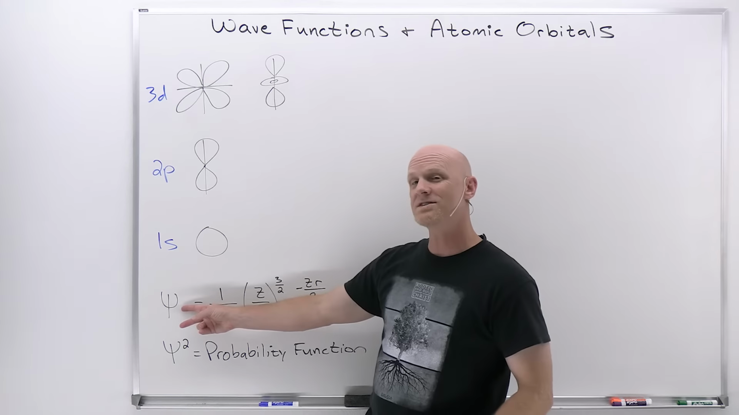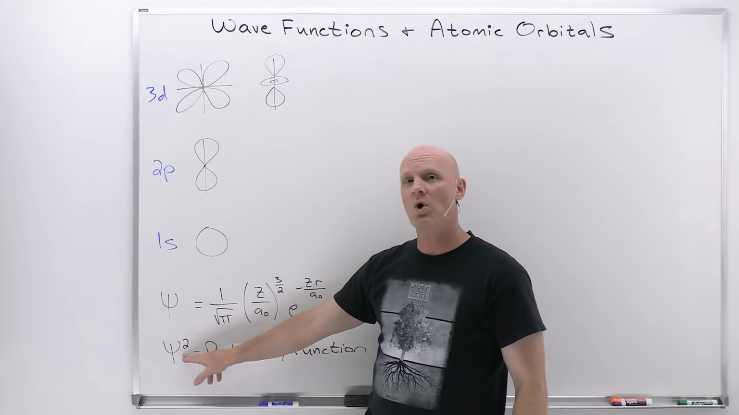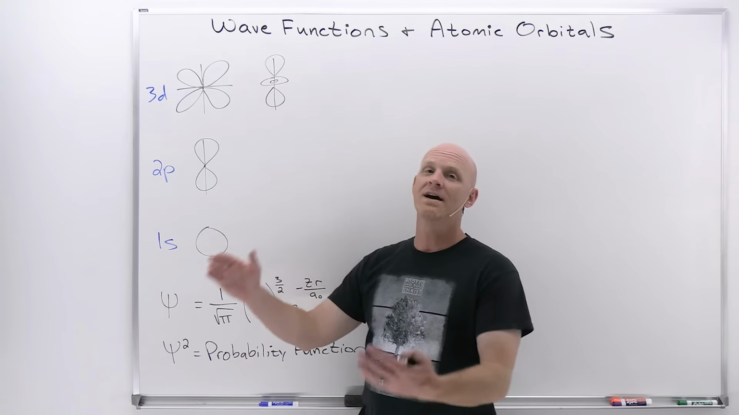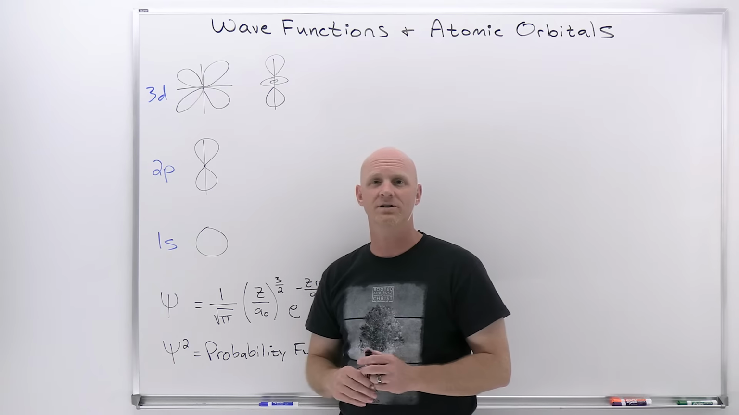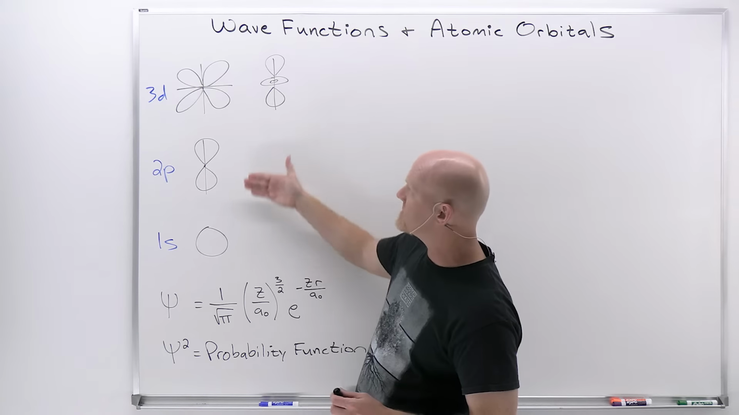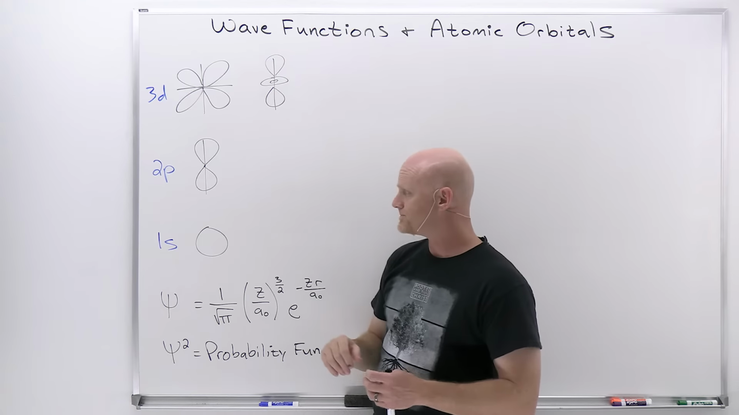And whereas the wave function itself can have both positive or negative values, the wave function squared is only ever going to be positive, and therefore, when normalized, can describe probabilities of where you can find an electron. And these are kind of the three-dimensional representations of the different wave functions.